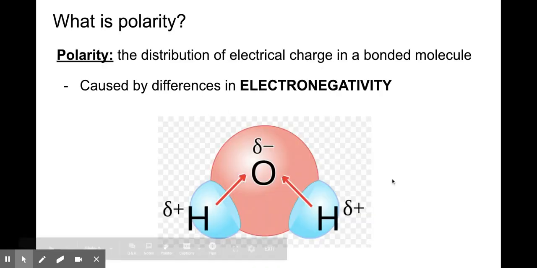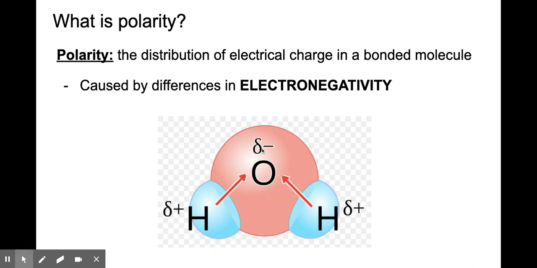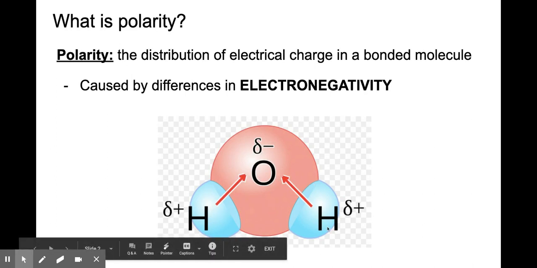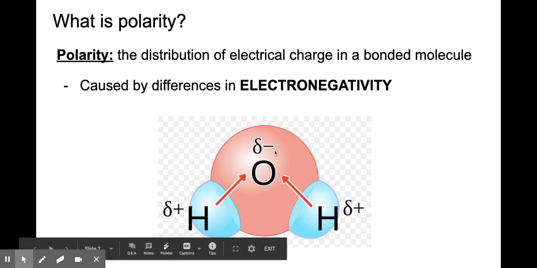So on this image you see here, this is an H2O molecule, so water. You see the oxygen in red, the two hydrogens in blue, and you see the arrow. The arrow direction is showing you which way the electrons are being pulled. Okay, so oxygen is pulling the hydrogens towards it, which would give oxygen a slightly negative charge and hydrogen a slightly positive charge. And we'll talk about why in a second.